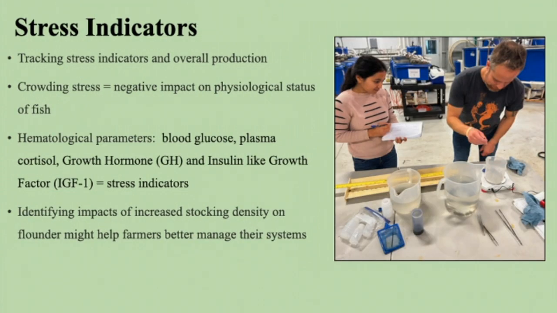So how can we do that? We can do that by tracking the stress indicators and overall production. Since crowding stress generally has a negative impact on the physiological status, we are tracking the stress. We are doing that by analyzing the hematological parameters like blood glucose, cortisol, growth hormone, and insulin-like growth factor, IGF-1, as they are stress indicators. And in the long run, identifying the impact of the increased stocking density will also help farmers to better manage their farms.